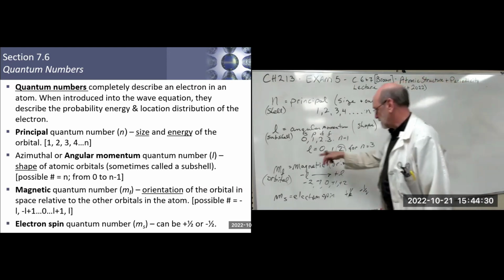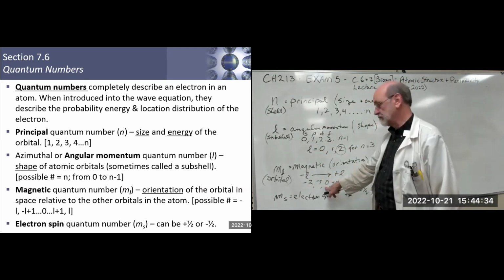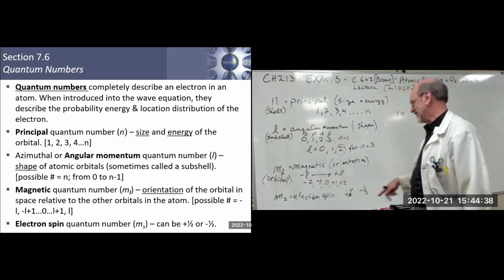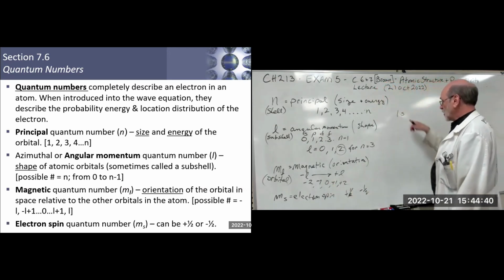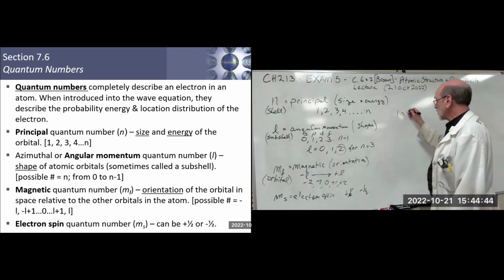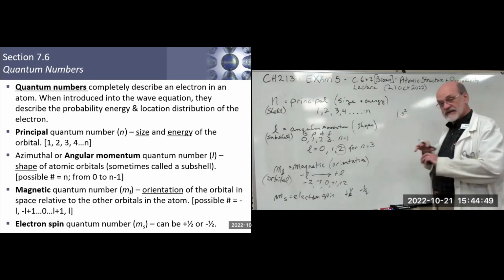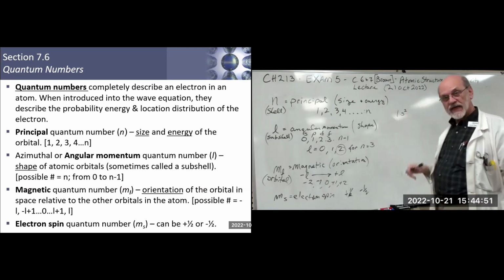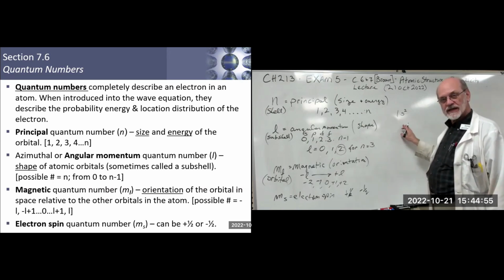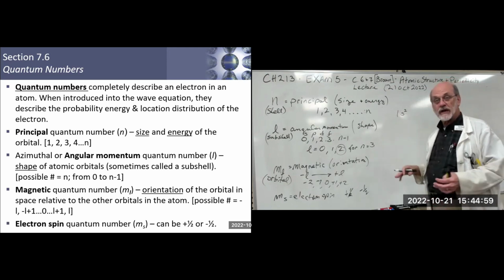And then if it's 0, then you can only have 0, right? Minus 0, 0, and plus 0. Just 0. So each one of these then can have a plus 1/2 or a minus 1/2. That means you can only have 2 electrons in that orbital. That is it. And that's where hydrogen and helium reside. The lowest energy levels for the fewest number of electrons is that for the ground state.